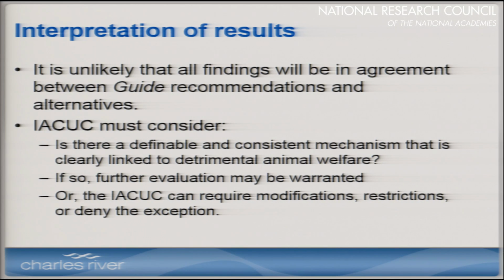So again, it was unlikely that all findings were going to be in agreement between guide recommendations and the alternative. And so our IACUC was very cognizant that they're going to need to consider, is there a definable and consistent mechanism, if we see a difference, that would appear to be clearly linked to a detrimental effect to animal welfare? And if so, we either need to change the process. Perhaps we need to do further study. Research isn't simple. We ask one simple question that leads us to another one and doesn't get us to the final answer. So it may be a multi-step process. Or we may need to put restrictions on whatever practice it is that we're considering.